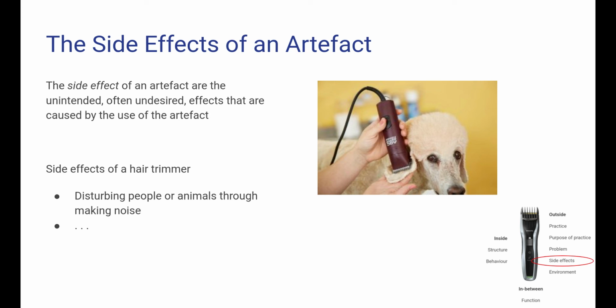So, some behaviors of an artifact provide a basis for its functions. But an artifact may also have certain behaviors that give rise not to intended effects, but to undesirable, unintended effects, often called side effects. For example, a side effect of a hair trimmer could be that it disturbs people or animals by making this buzzing sound, by making this noise.